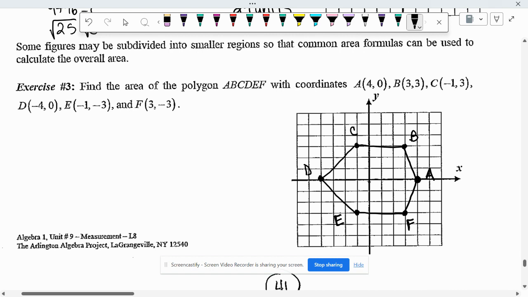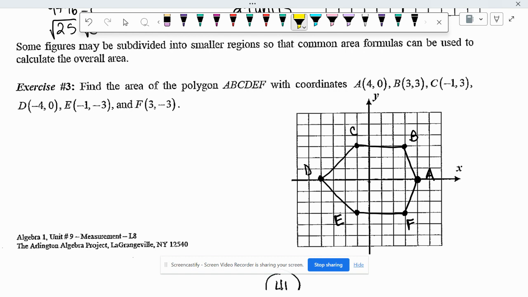So we're only finding the area, not the perimeter. We're only finding the area of this shape, not the perimeter. Maybe pick your head up. So what kind of shapes do you guys see there? What do you think you can turn it into? Two triangles and what would be in the middle? A rectangle. Yeah, we can do that.